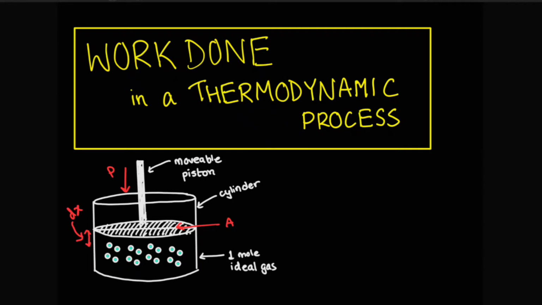Let us try to calculate the work done in any thermodynamic process. For that, let us take a cylinder that has a movable piston and 1 mole of ideal gas. The movable piston has a cross-sectional area of A, and due to the application of pressure P, it has moved across a small distance of dx.